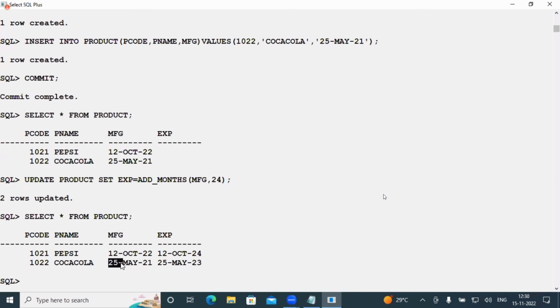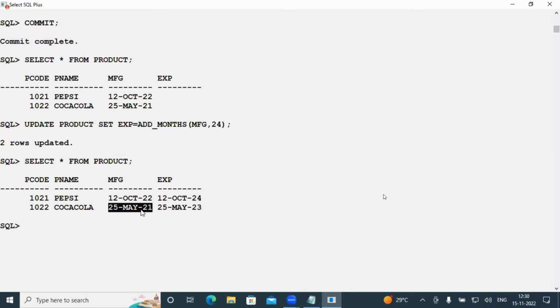Coca-Cola 25 May 2021. So, and this, okay, 2 years add, what happened? 25th May 2023, because it is a 21. So 23, after 2 years, your product will be expired. 25th May 2023, it was expired. Understand now? So in that case, add months, you can use. Got it my point now?